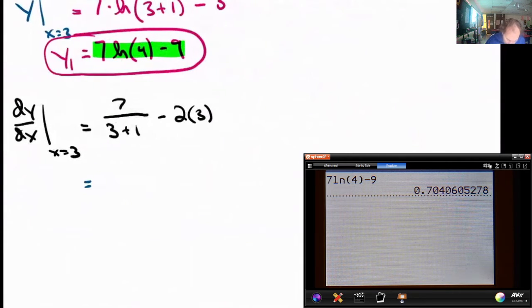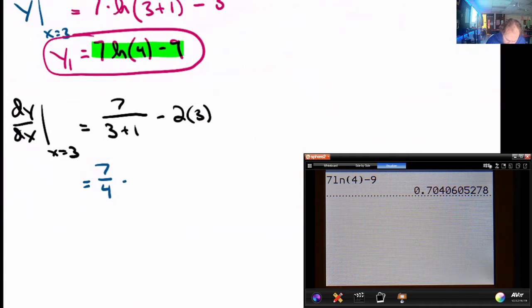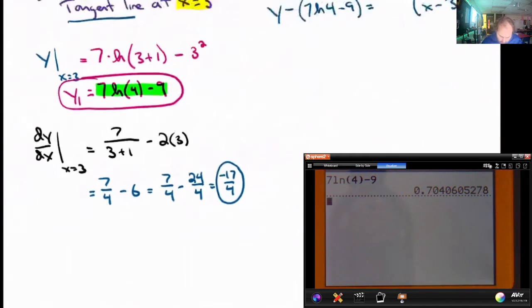This is just going to be 7 over 4 minus 6, which I'm going to think about as 7 over 4 minus 24 over 4, which is another way to think about 6. And that is going to be negative 17 over 4. And that is our slope, which we're going to plug in.